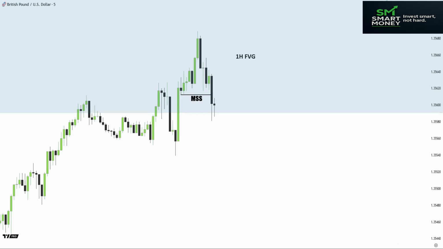Before that, price also formed an inversion fair value gap by breaking and closing below this bullish 5-minute fair value gap, which now flips its role and acts as a new resistance zone. This gives us a perfect area to look for a short entry if the price pulls back into it before continuing lower.